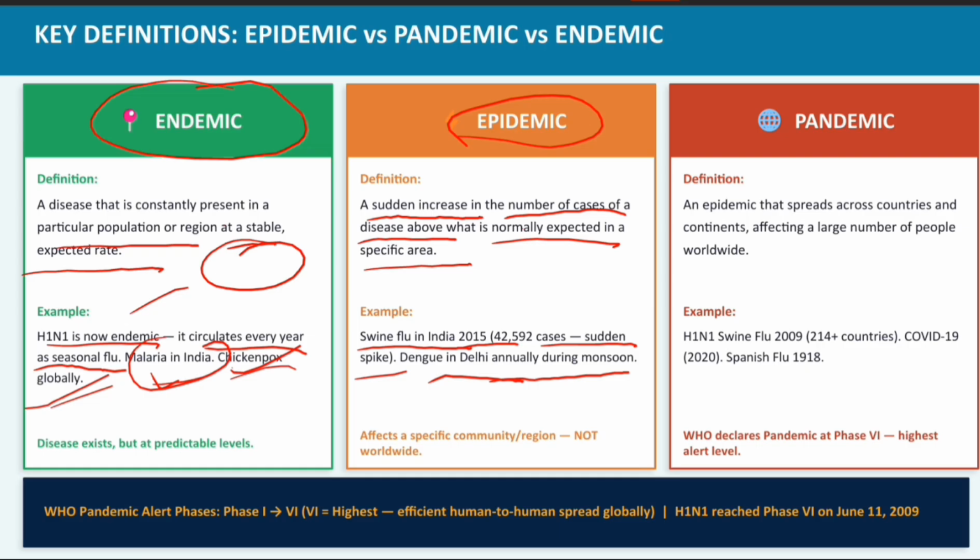And the third one is pandemic. One example is COVID-19. A pandemic is an epidemic that spreads across countries and continents, affecting a large number of people worldwide. Example, H1N1 swine flu 2009, when 214 plus countries were affected, COVID-19 in 2020, and Spanish flu in 1918. These are the pandemics. They affect worldwide.